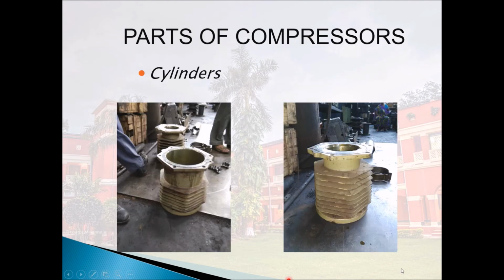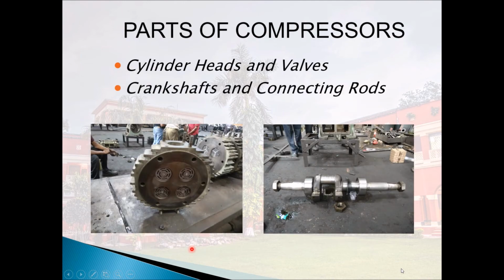Coming on to the various parts of compressors. First up are cylinders. On the left is the low pressure cylinder, while on the right is the high pressure cylinder. Cylinder heads and valves. This compressor is equipped with 3 cylinder heads. The valves are individual disc type loaded with springs, operated due to the differential pressure between the upstream and downstream pressure.